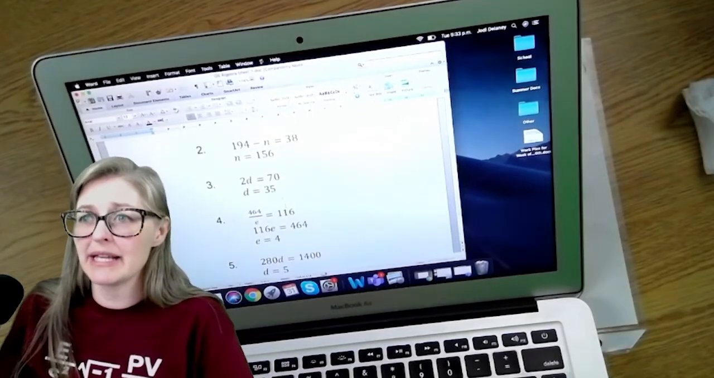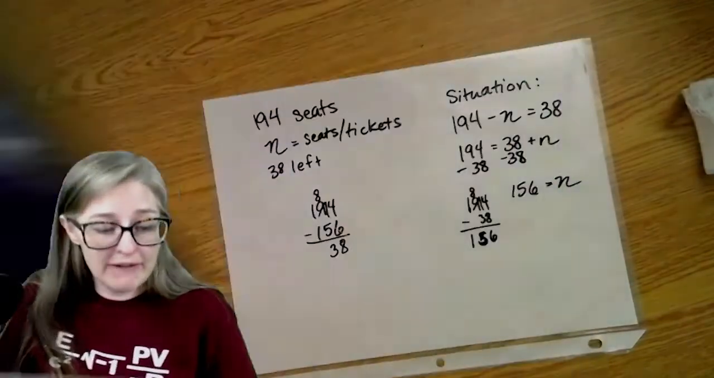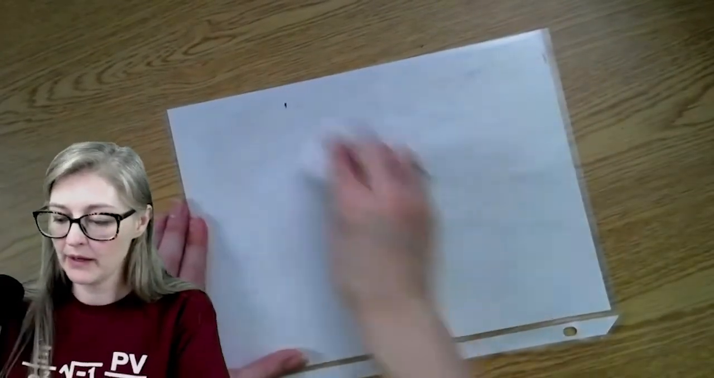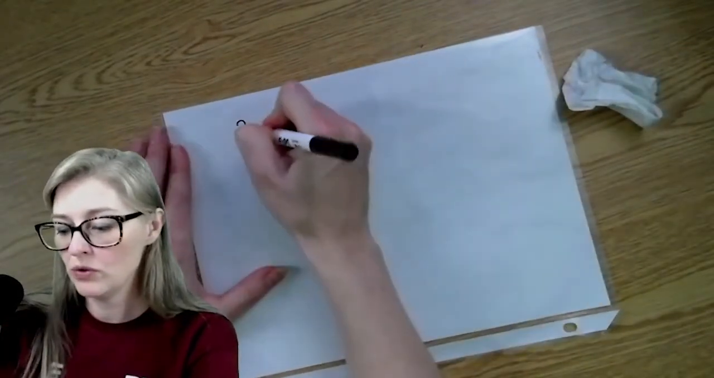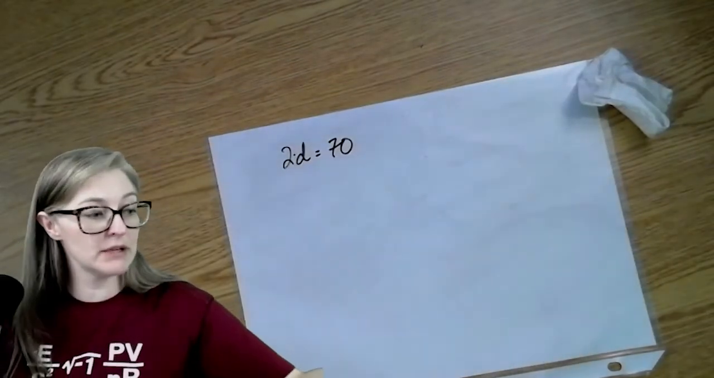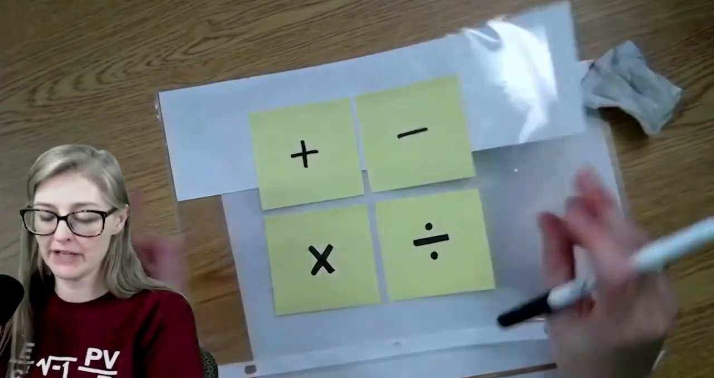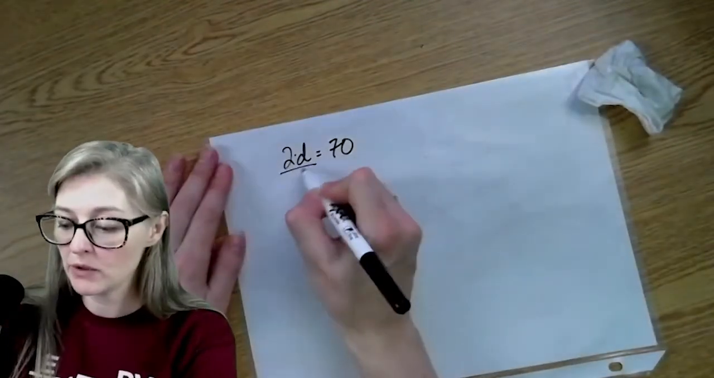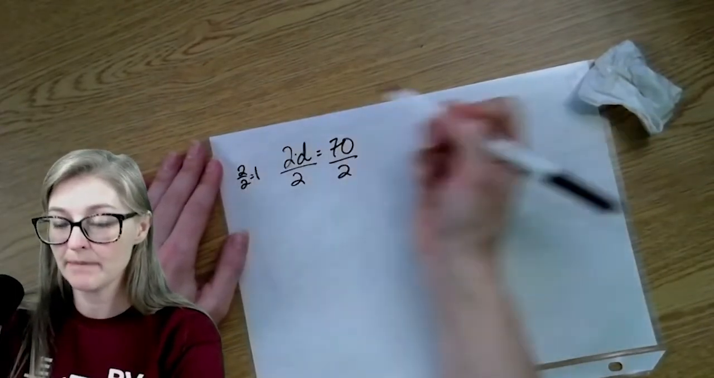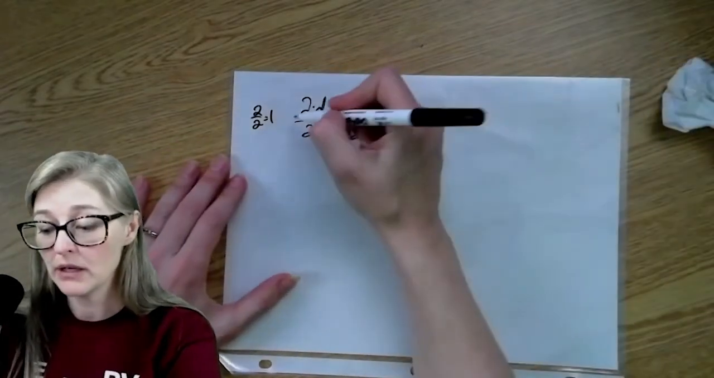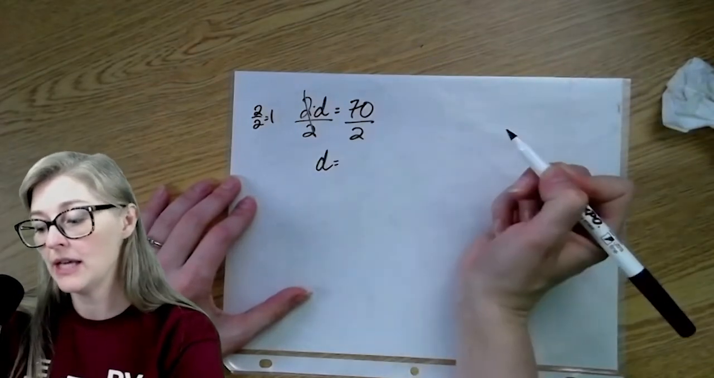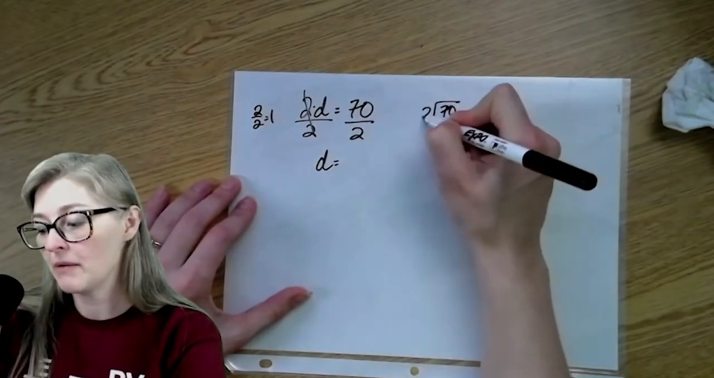So when I come down here to see my example again, 2D equals 70. Well, that's not too hard to work with. 2D equals 70. I know this is multiplying, and what's the opposite of multiplying? Oh, it's division. Instead of multiplying by 2, I'm going to divide by 2. 2 over 2, we know what that is. It's 1. And anything multiplied by 1 is just going to stay the same. It remains itself. So I'm going to cross those out. And D equals 70 divided by 2.